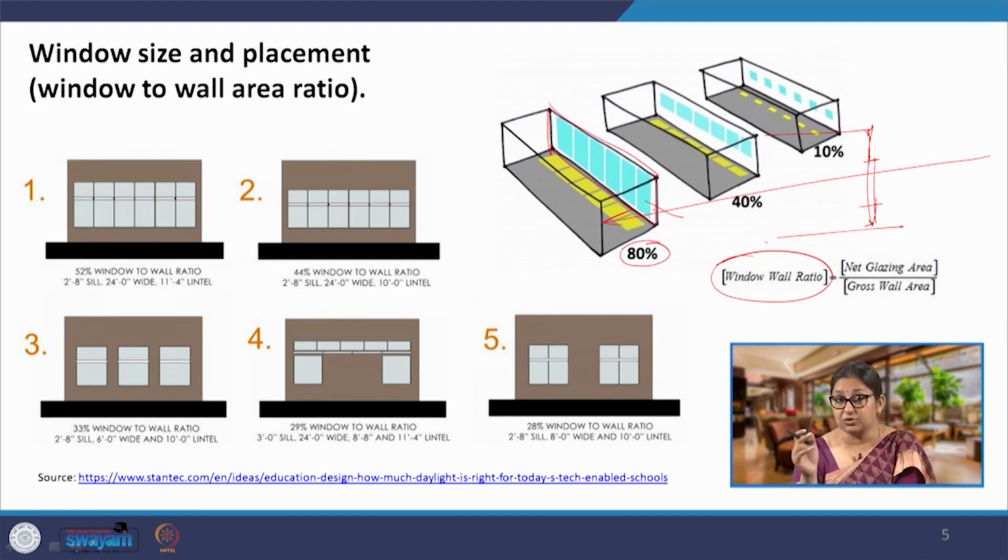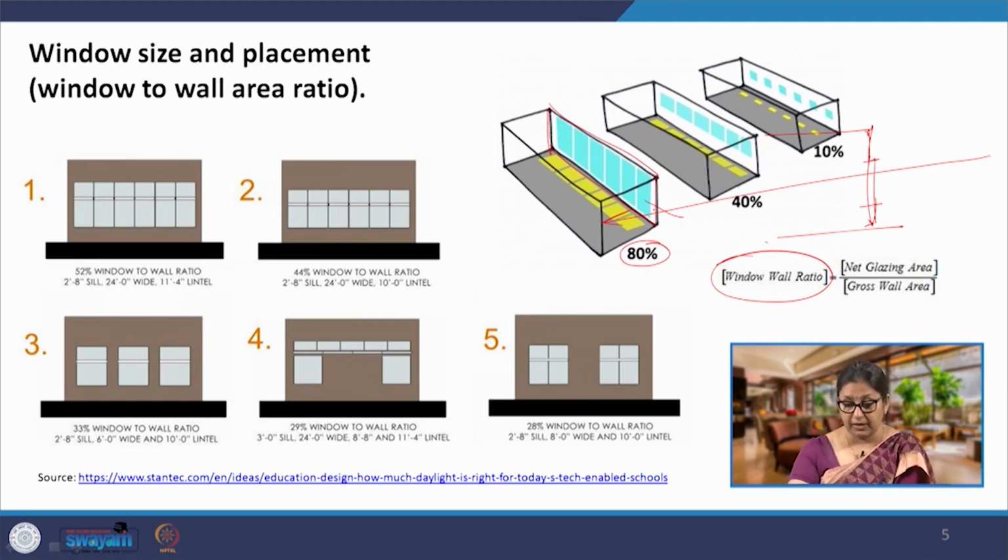So, this is the second. One is window to wall ratio: how much of the wall area has to be provided as window. Two, where do we have to provide the window? Do we have to provide it in north, south, east or west? That also depends on the function.